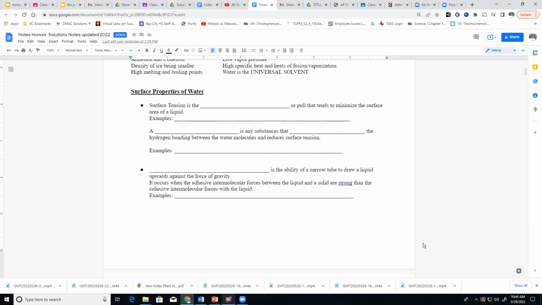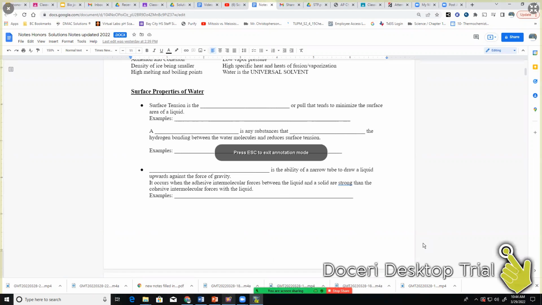So when we talk about surface properties of water, surface tension is the inward force or pull that tends to minimize the surface area of a liquid. So that would be why water forms drops instead of always spilling out across the tabletop. If it gets too much, then you overcome those forces. But you can have a pretty good amount of water and you can spill it and it's going to go into a drop rather than spilling. That's what we're talking about, surface tension.